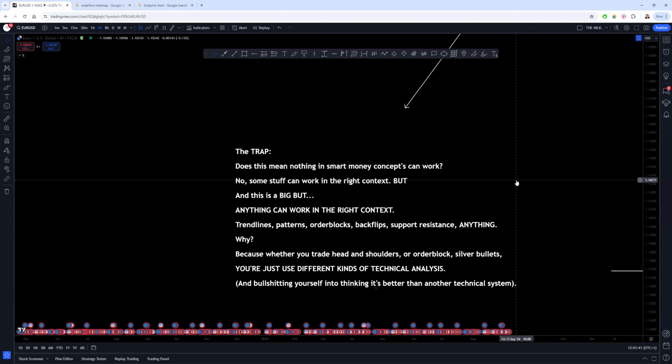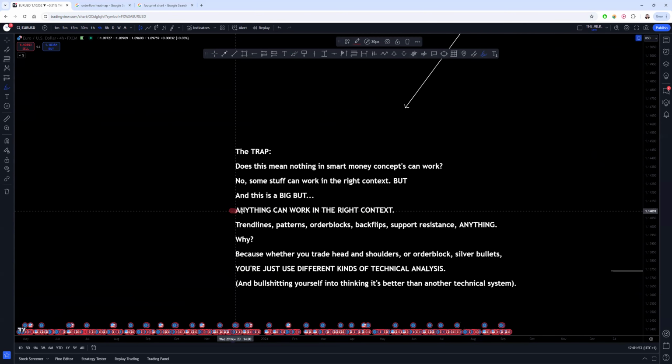So, does this mean that smart money concepts, or nothing in smart money concepts, can ever work? No, some stuff absolutely can work in the right context. But the big but here, and this is a big, big, big but, anything can work in the right context. Anything. Like it literally, and I mean anything, right? Trend lines, patterns, order blocks, backflips, support and resistance, anything, right?